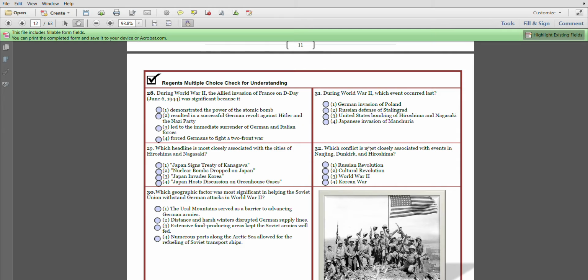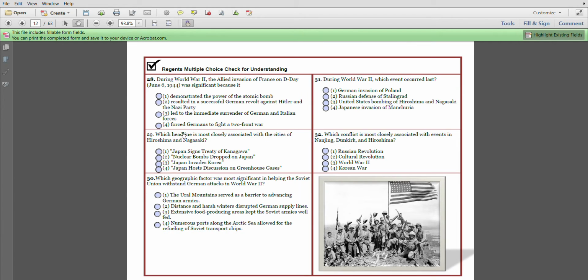Regents multiple choice check for understanding. Question 28. During World War II, the Allied invasion of France on D-Day, June 6, 1944, was significant because it demonstrated the power of the atomic bomb, resulted in the successful German revolt against Hitler and the Nazi Party, led to the immediate surrender of German-Italian forces, or forced Germans to fight a two-front war. You choose your answer using these buttons here.